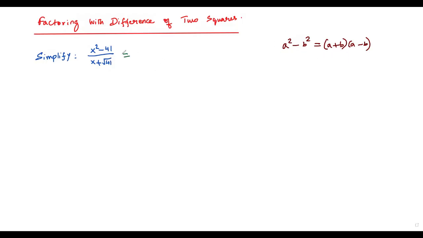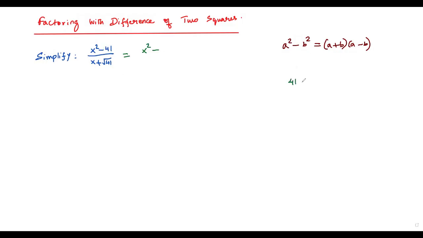Now let me take the expression in the numerator. We have x squared and negative 41. It's almost in this form, a squared negative b squared. The first one is okay, it's in the form of a squared. The second one is not in the form of b squared. This 41 is not a perfect square, but it must be written in the form b squared. How do we do that?